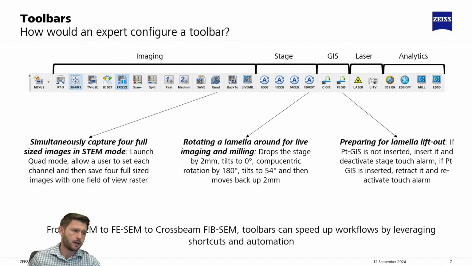The last one I'll mention is under the gas injection system. When preparing a lamella for lift out, it's common to insert the gas injection nozzle and to disable a touch alarm, because when we come down to touch with the nano manipulator for lift out, in situ lift out, we don't want to set up the touch alarm. So this will, if the GIS is inserted, deactivate. If it's inserted, it will retract it. If it's not inserted, it will insert it and deactivate the stage touch alarm. So again, very, very useful when it comes to manual lamella lift outs for more challenging lamella processes.